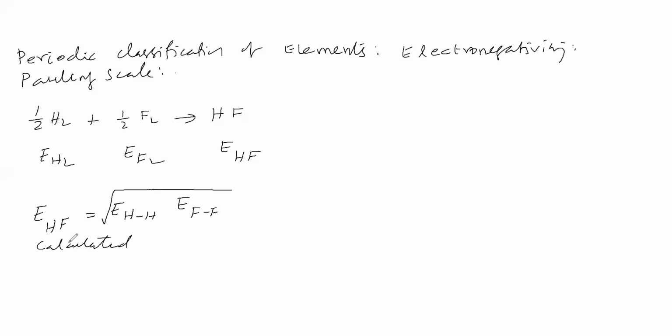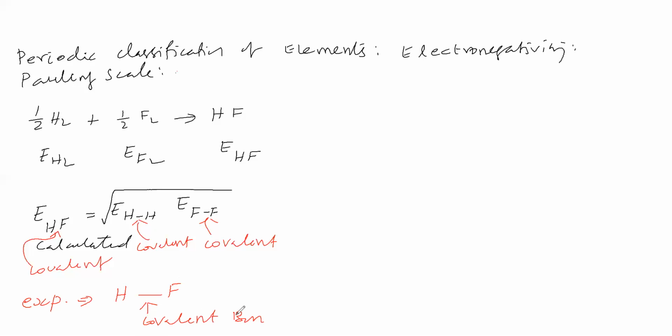Now we will see the nature. This F2 is covalent. This H2 is covalent. So this calculated value gives covalent nature. The calculated value says it is covalent nature. What is actual? What does the experiment say? In HF, the bond is covalent, there is no doubt about that.